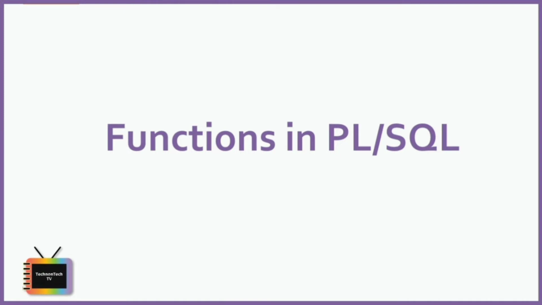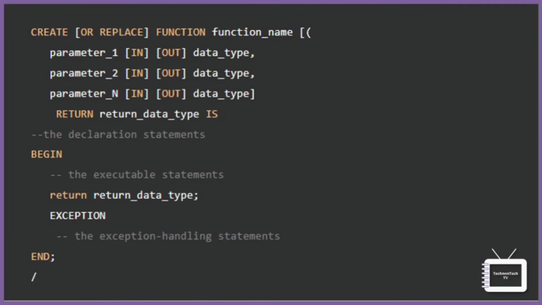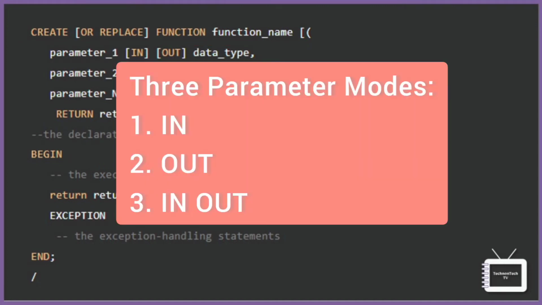To create a PL/SQL function, we have to follow this syntax. Now let's examine the syntax of creating a function in more detail. You specify the function name after the function keyword. A function may have zero or more parameters, and you must specify the data type of each parameter explicitly. Each parameter has one of three modes: IN, OUT and IN OUT.